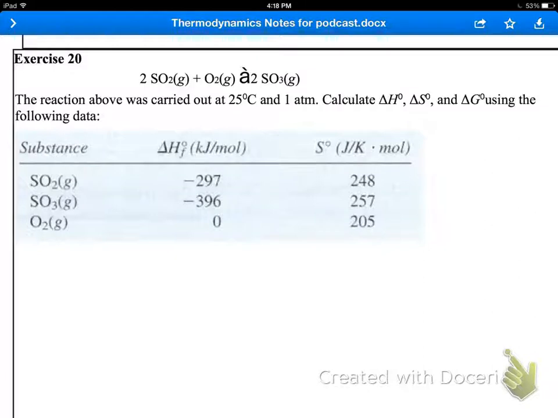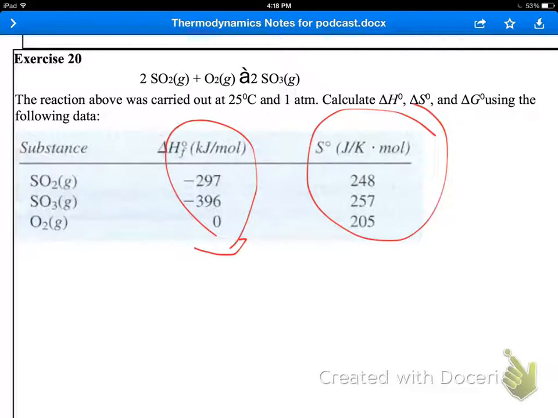Alright, so here's one that involves a lot of work. Here we got the A should be an arrow again. So the reaction above was carried out at 25C. We need to calculate delta H, delta S, and delta G using this data. Alright, so we have data here we can use to calculate delta H, data here we can use to calculate delta S, and then we can use the formula delta G equals delta H minus T delta S.